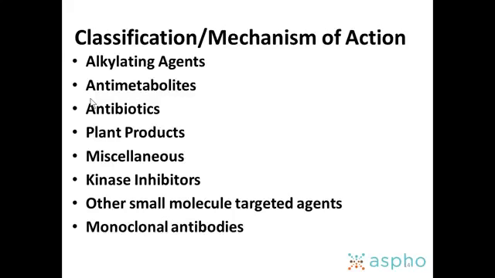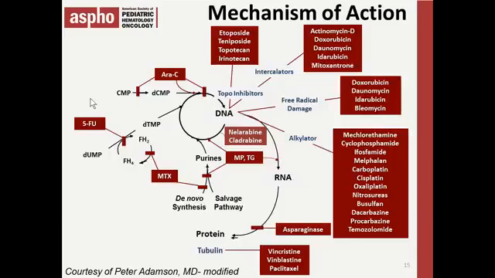So moving on to the classification and mechanism of action of chemotherapy agents. They are broadly classified as follows: alkylating agents, antimetabolites, antibiotics, plant products, miscellaneous drugs, kinase inhibitors, other small molecular targeted agents, and monoclonal antibodies. And this is one figure which is in the slide and is really adapted from one of Dr. Adamson's schematics, and I think this also may be present in every edition of Pizzo and Poplack, but it's very useful to understand where various drugs work.